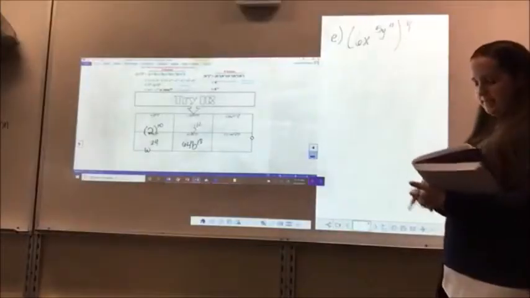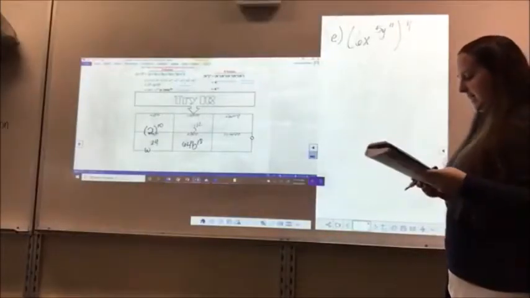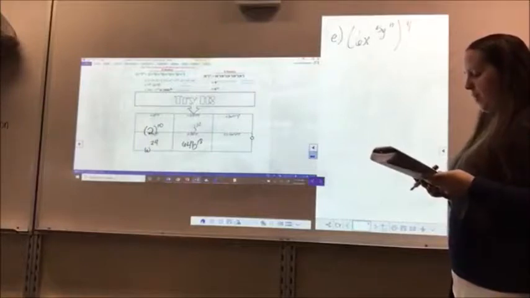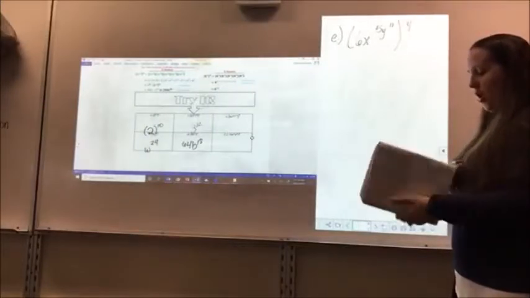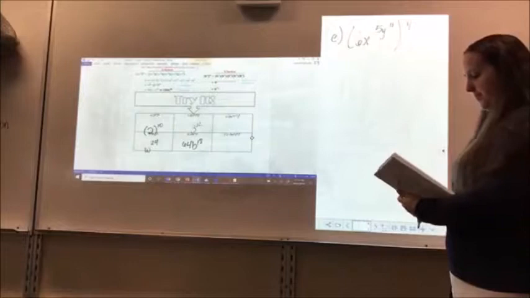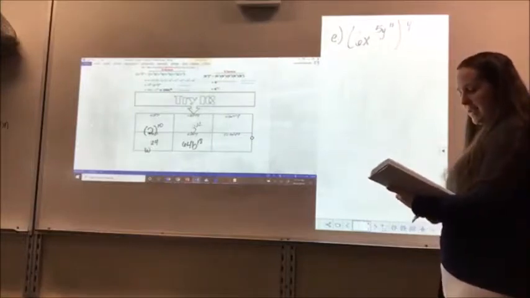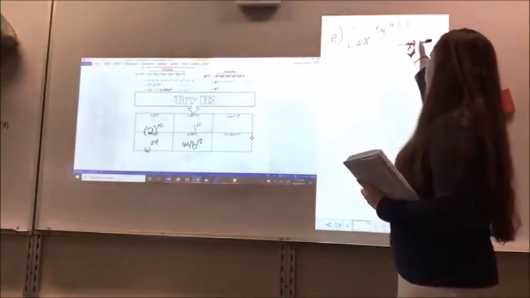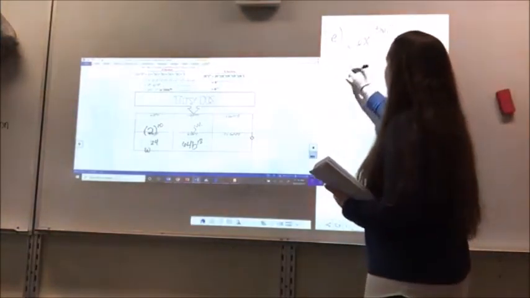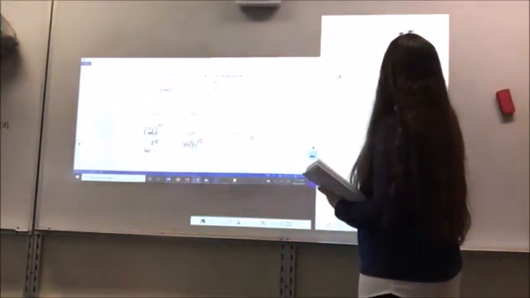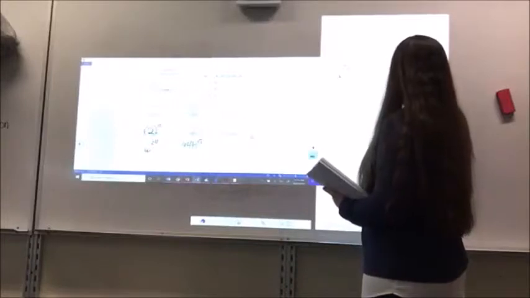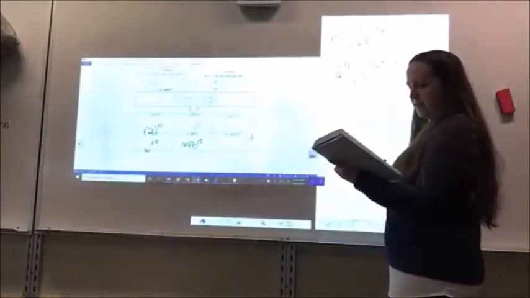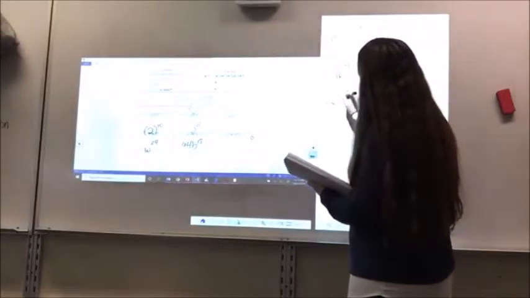Alright, letter E. Letter E says (6x to the 5y to the 11th) raised to the 4th power. So for letter E, I need to multiply each one of these things. So 6 to the 4th power, and then I have x to the 5 and y to the 11th, all to the 4th power. 6 to the 4th power gives me 1,296.